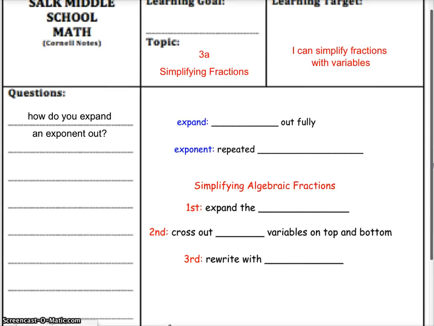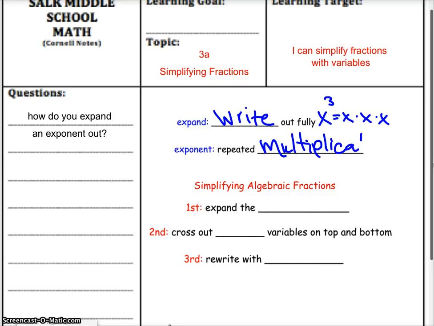You need to know what expand means. Expand means to write out fully. For example, if I have x cubed, to expand it, I would write x times x times x. Right? We're all on the same page there? And a reminder, exponent means repeated multiplication. It's not addition, it's not division, it's multiplication.